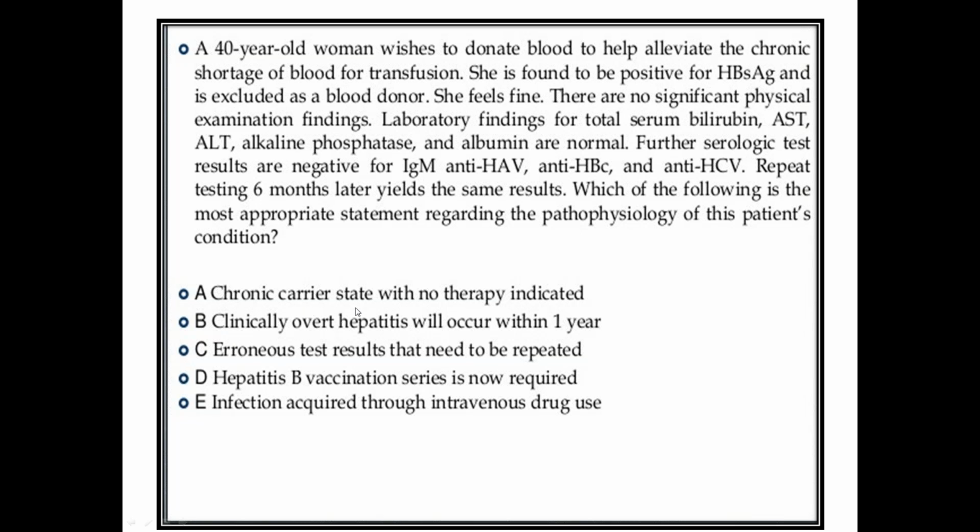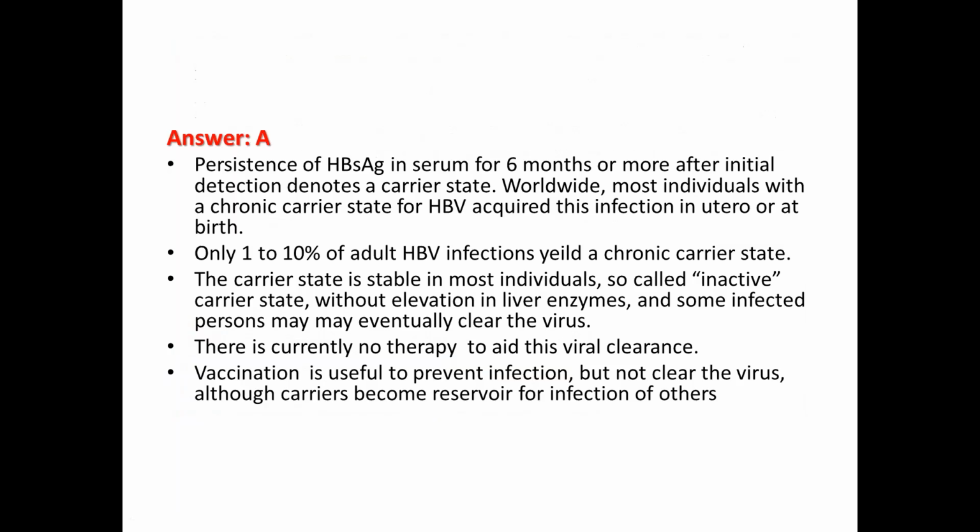A. Chronic carrier state with no therapy indicated. B. Clinically overt hepatitis will occur within 1 year. C. Erroneous test results that need to be repeated. D. Hepatitis B vaccination series is now required. E. Infection acquired through intravenous drug use. The answer is A. And as I said, this is just justification. Whatever answer you give, explain it with justification.